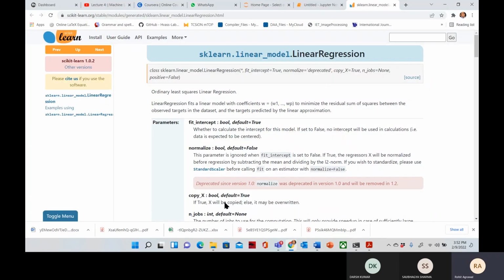Okay, so see, sklearn linear model, linear regression. So I'm talking about this linear regression. Okay, ordinary least square linear regression. It fits a linear model. Keep in mind, we are assuming that our model is linear. We are not talking about polynomial model. Clear? Yes or no? Yes, sir.